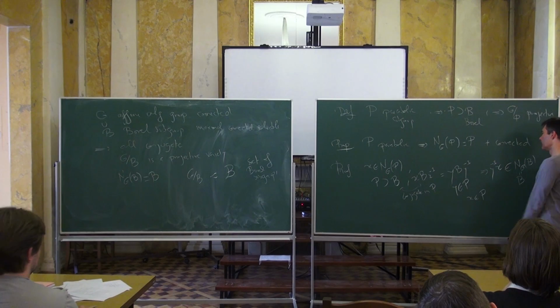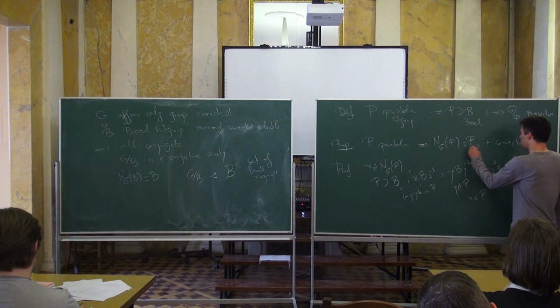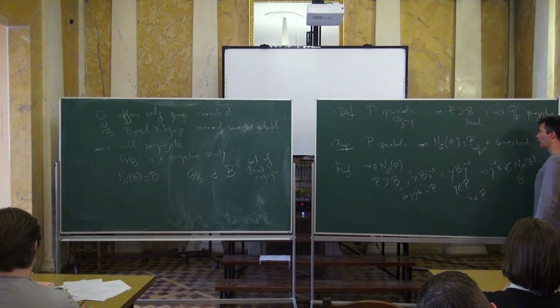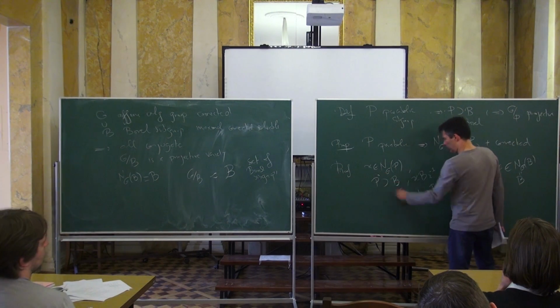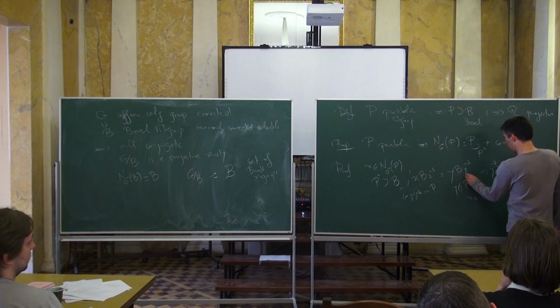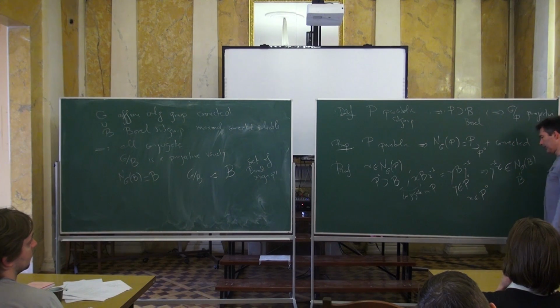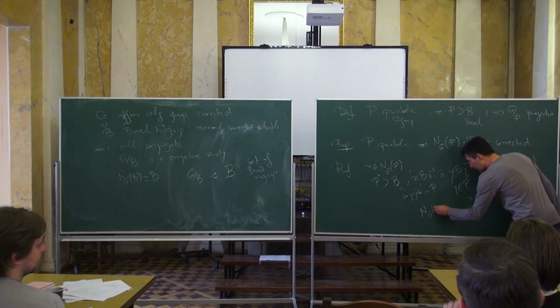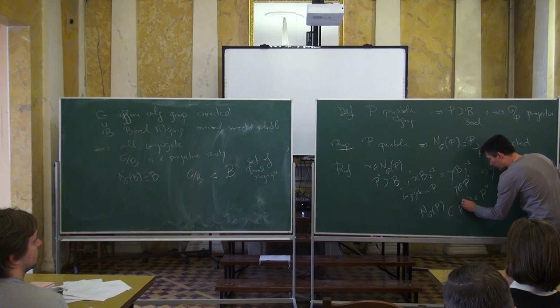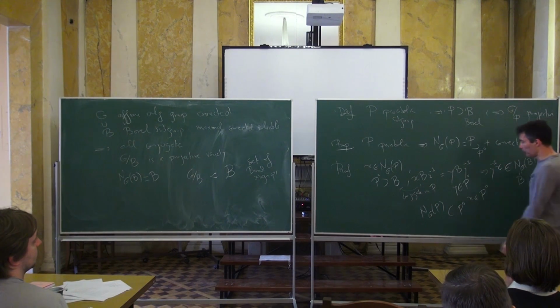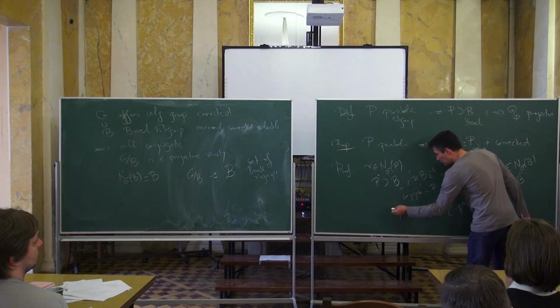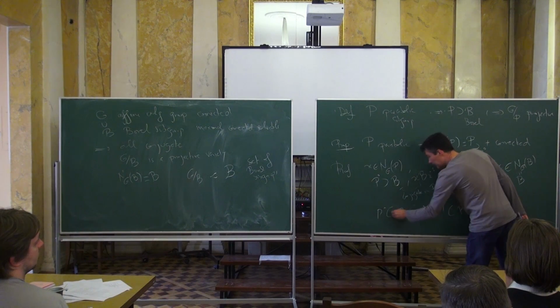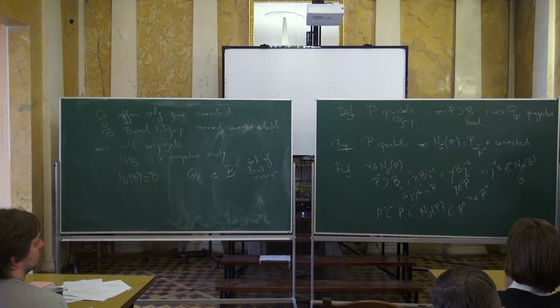And in fact, I can do even better, because if I take the connected component of P, P naught, B is connected, so it is contained in P naught. And I can do the same in P naught and arrive at the conclusion that X is in P naught. So finally, I have that the normalizer of P is contained in P naught. But of course, it contains P, which contains P naught, so you have equality.